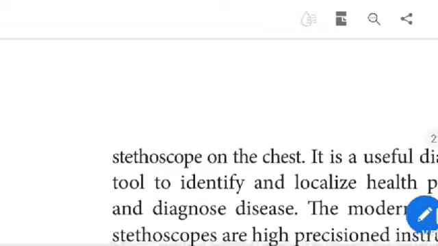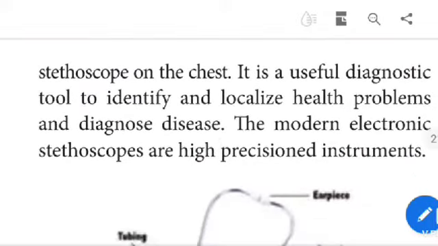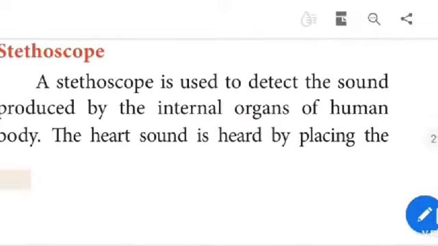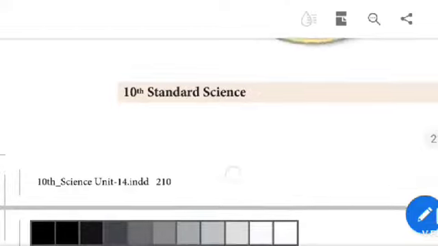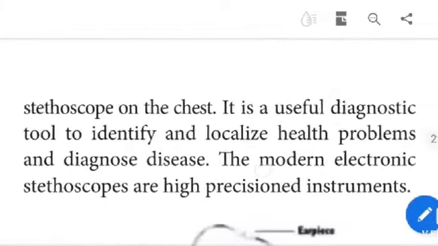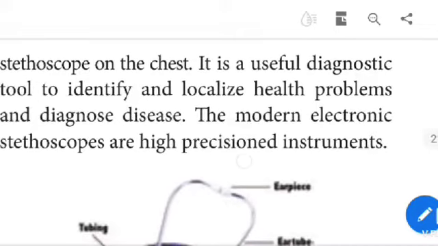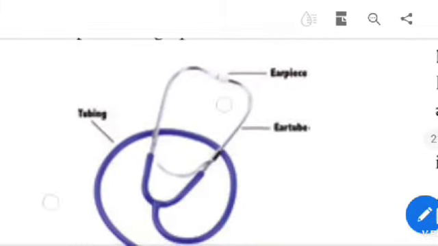Stethoscope. A stethoscope is used to detect the sounds produced by the internal organs of the human body. The heart sound is heard by placing the stethoscope on the chest. It is a useful diagnostic tool to identify and localize health problems and diagnose disease. Modern electronic stethoscopes are high precision instruments. See the stethoscope.